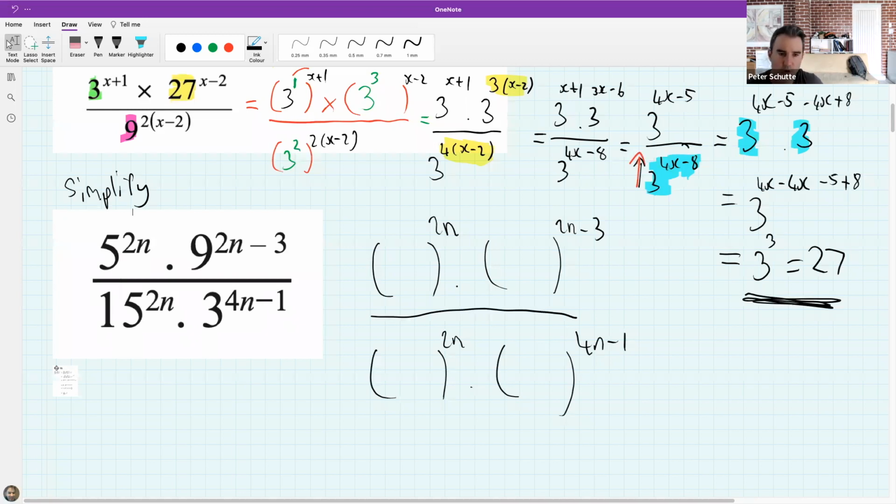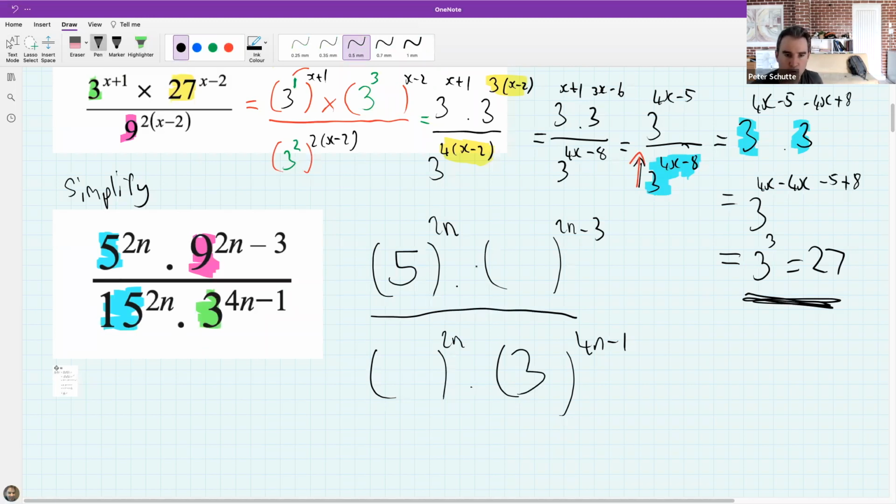And so what we're trying to do in step 1 of this question is break the bases down. Now 5 is prime, so it can't be broken down further. But 9 is not a prime number, and so it can be broken further. And 15 can also be broken further. 3 is a prime, so that can't be broken further.